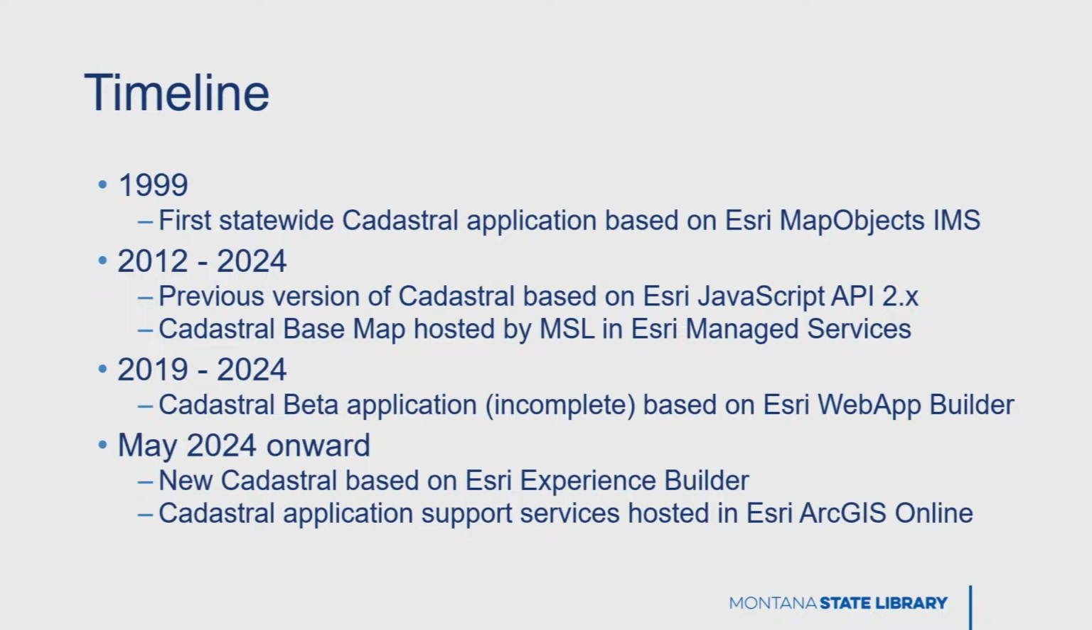In 2019 onward, we also released a product called Cadastral Beta based on Esri's Web AppBuilder. It was never feature complete, so it kind of got scrapped in favor of this new one. Also, Web AppBuilder retires next year, so not really tenable to move to that. The new app is based on Experience Builder, and the application support web mapping services are hosted in ArcGIS Online.